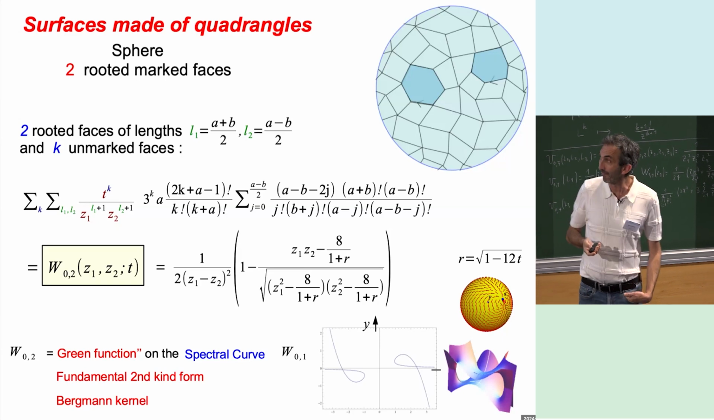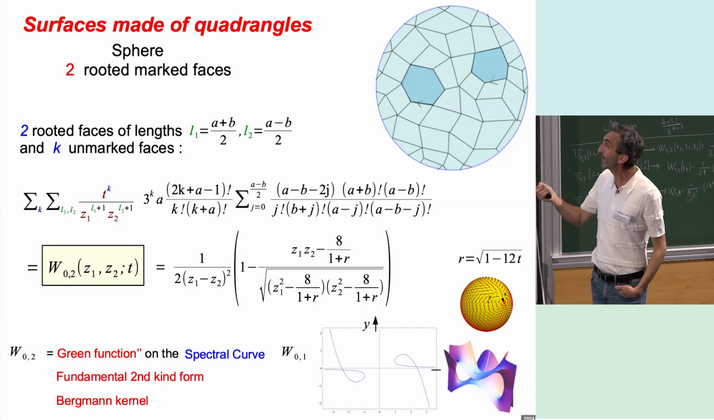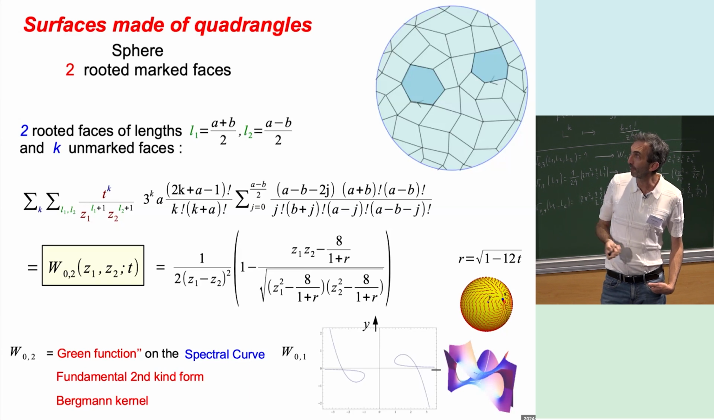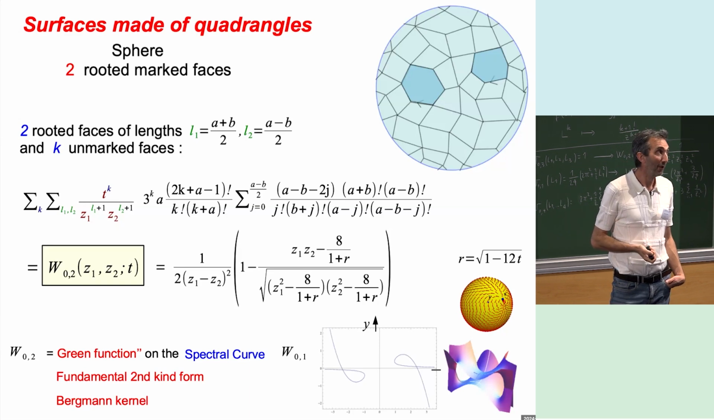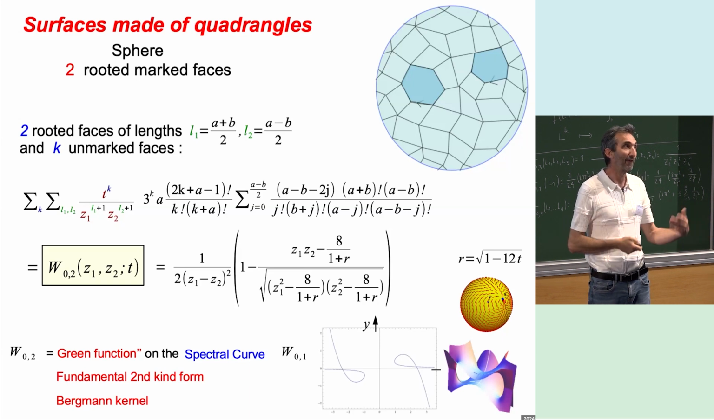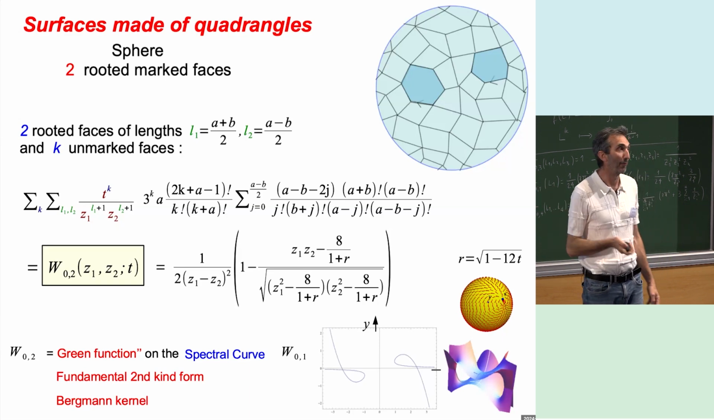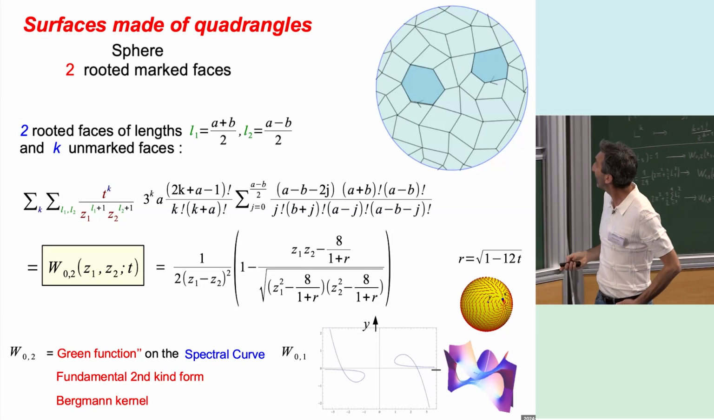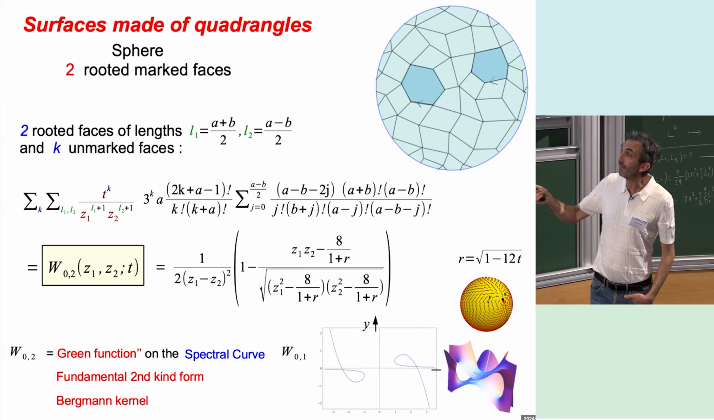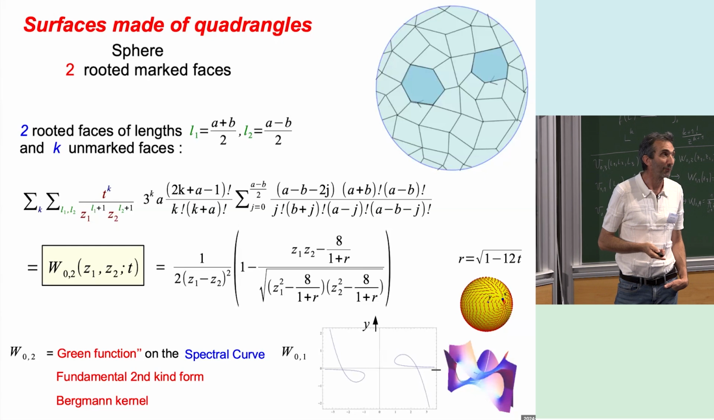Basically this W02 is the electric field of a dipole. So you place a dipole at position Z1 and you measure the field at position Z2. A two-dimensional vector field can be represented as a complex number, and this is this complex number. So basically the idea is that knowing W01, you can immediately guess what is W02.